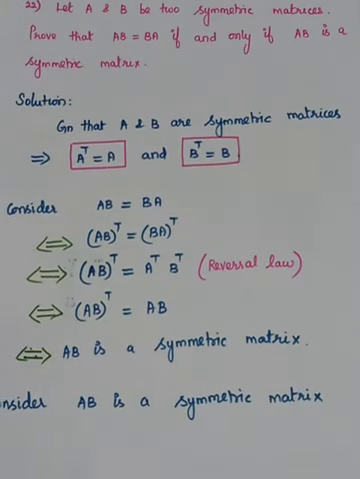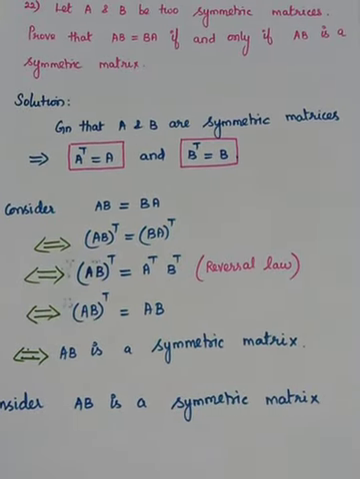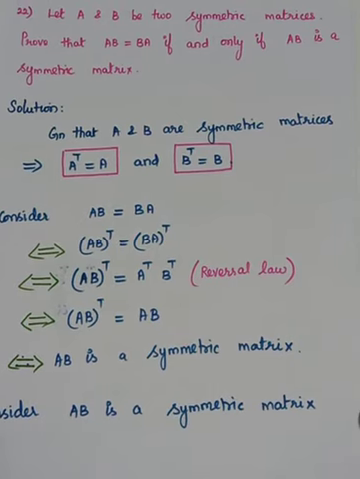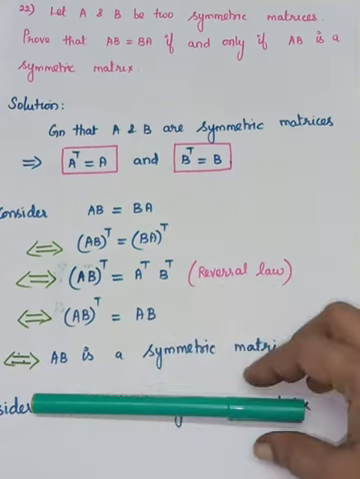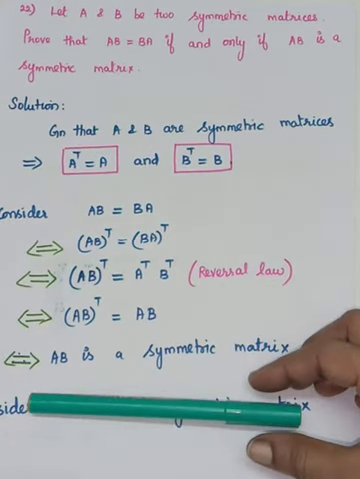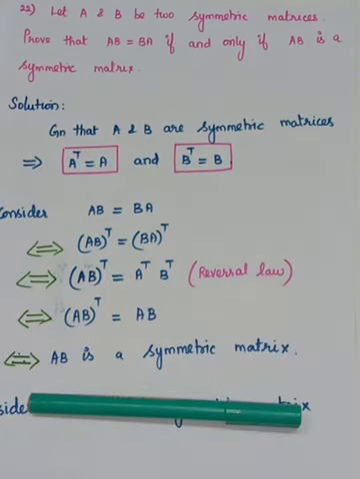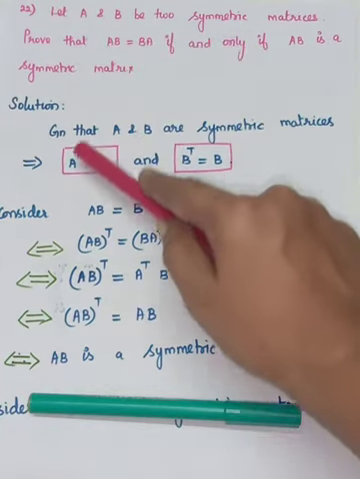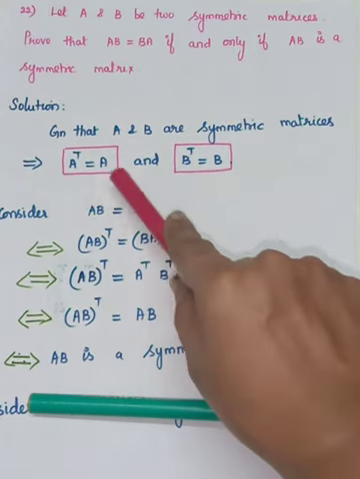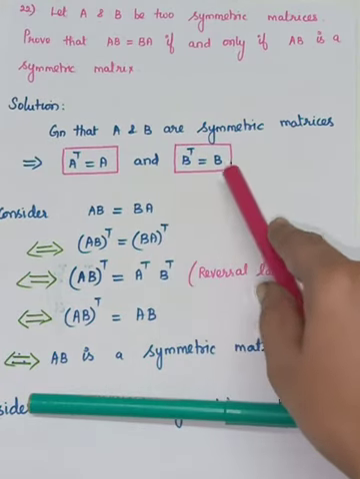Okay. So next one, problem number 22. Let A and B be two symmetric matrices. Prove that AB is equal to BA if and only if AB is a symmetric matrix. Okay, you see here what is given? A and B are symmetric matrices. If A is a symmetric matrix and B is also a symmetric matrix, which condition has to be satisfied? A transpose is equal to A and B transpose is equal to B.